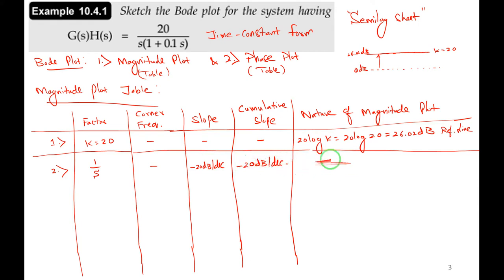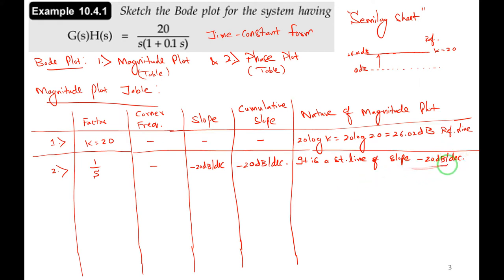This comment is very important for drawing the magnitude plot. Now my reference line, earlier it was 0 dB, is now 26 dB. This is the reference line. Observe the comment I am writing. It is a straight line of slope minus 20 dB per decade.